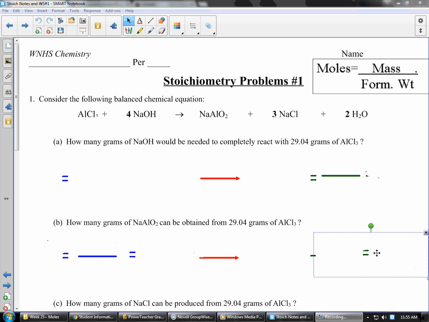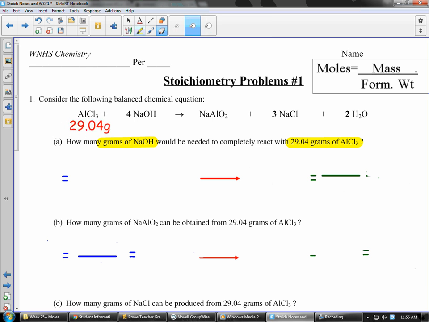So for the first question, we have to make sure it's balanced, and it already is balanced here for us, which is going to help us. As we read the question, a couple things we're going to pick up on: how many grams of NaOH would be needed to completely react with 29.04 grams of aluminum chloride? What I usually do is write up what I'm doing. I have 29.04 grams of aluminum chloride, and I want to know how many grams of sodium hydroxide I will be able to react with all that aluminum chloride.